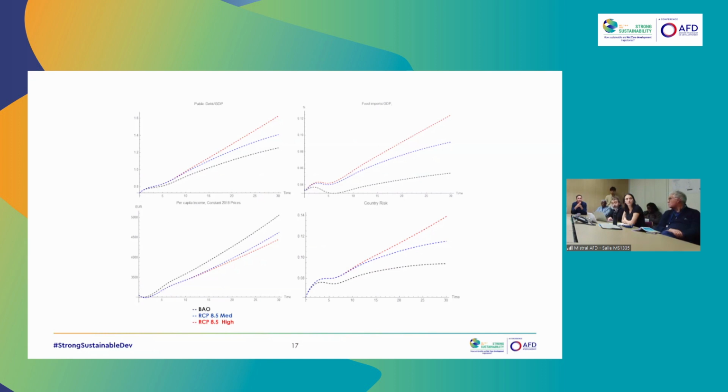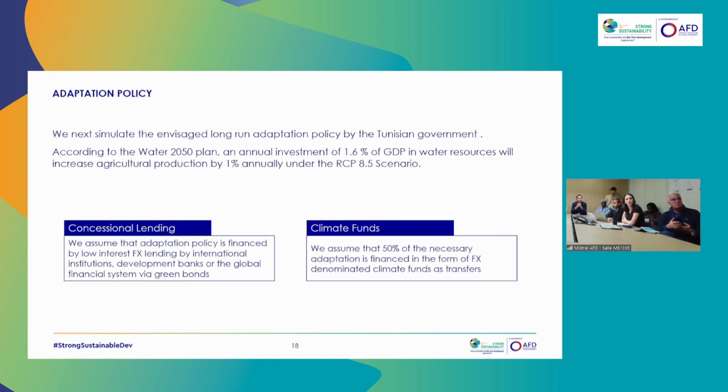Now, as I've said, we also simulated an adaptation policy envisaged by the Tunisian government. There is a Water 2050 plan put in place by the Tunisian government. It's still a plan now. It's not really put in place. There's a plan actually to put this in place. And the idea is that the government will have to invest an estimated 1.6% of GDP in water resources per year. And as you can imagine, in 30 years, this is equal to 50% of GDP. Half of the GDP needs to be invested in cumulative terms in 30 years.